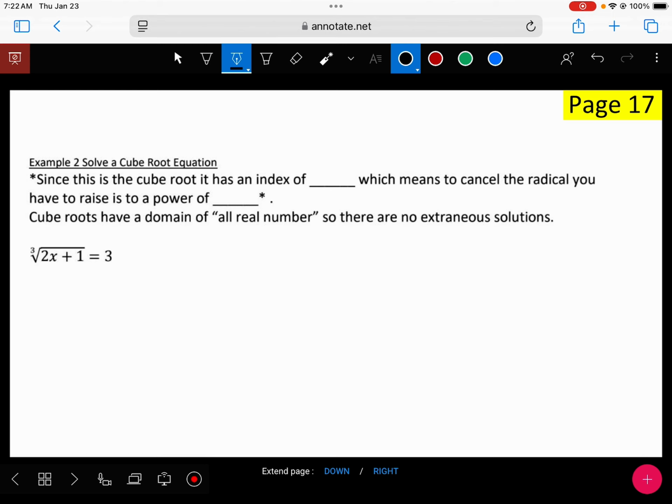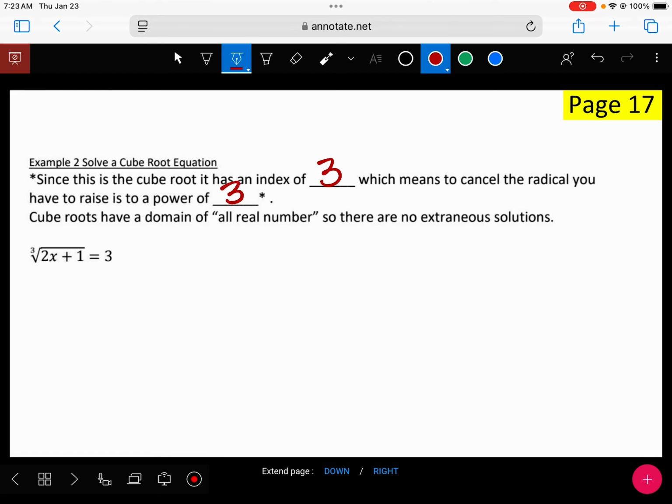So yesterday we did questions that had an invisible 2 in the elbow. Today we're moving on to a cube root. So a cube root has an index of 3. That's the number in the elbow. And because the index is 3, we're going to raise both sides to a power of 3.